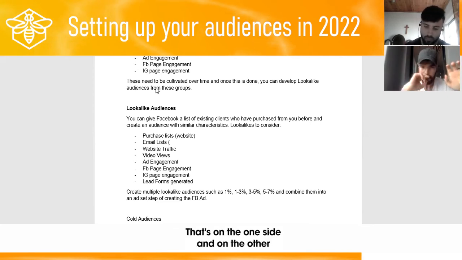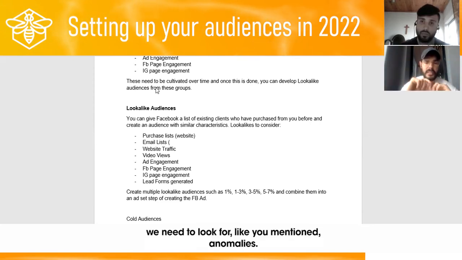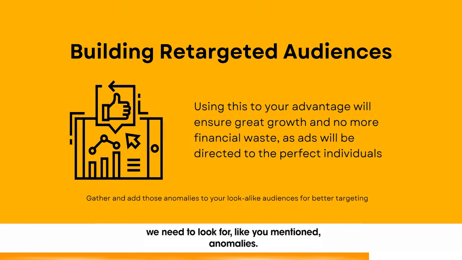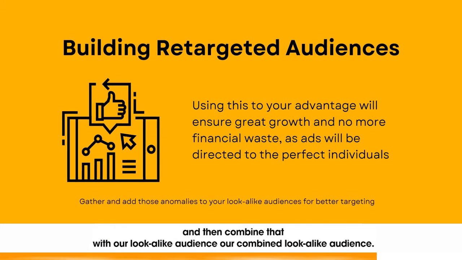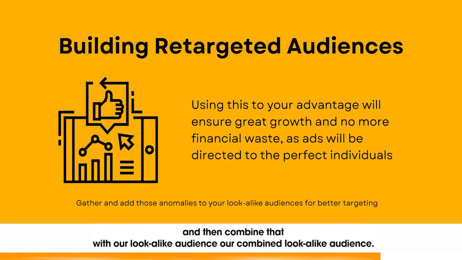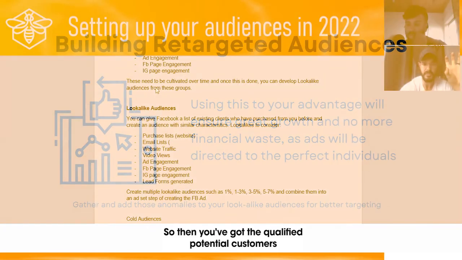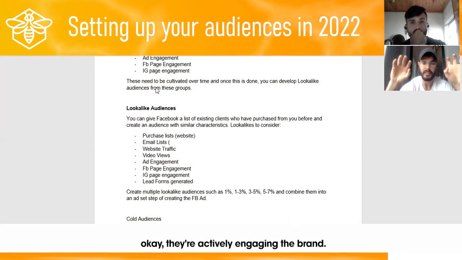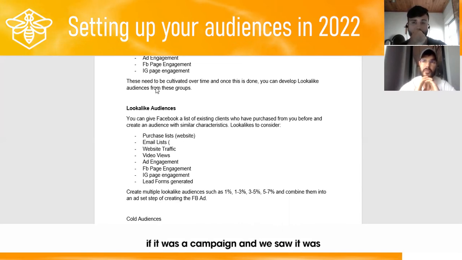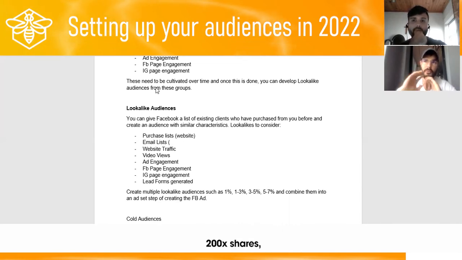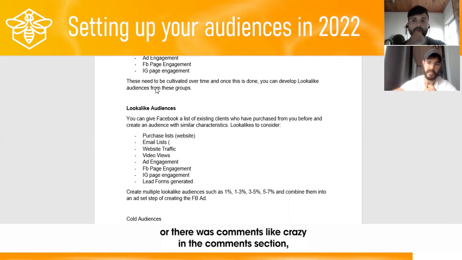That's on the one side. And on the other side, we need to look for, like you mentioned, anomalies, retarget them or build them into a retargetable audience, and then combine that with our combined lookalike audience. So then you've got the qualified potential customers. You've also got the specs of, okay, they actively engage with the brand. We can do that with video views. We can do that if there was a campaign and we saw there were 200x shares, or there were comments like crazy in the comment section.